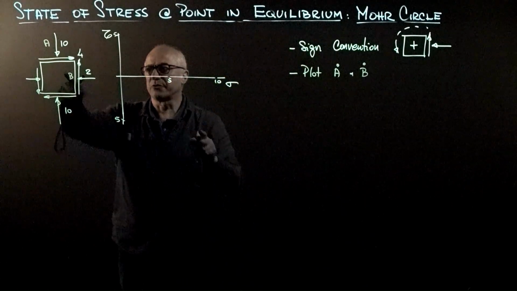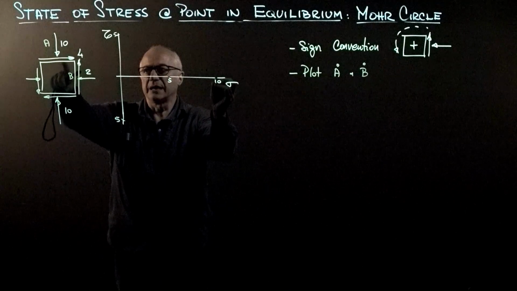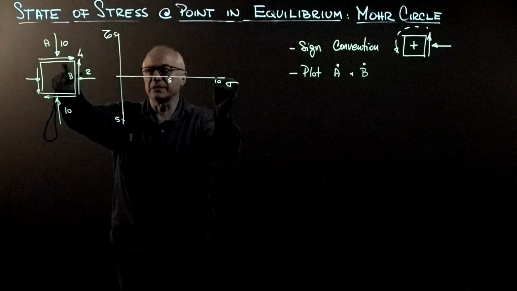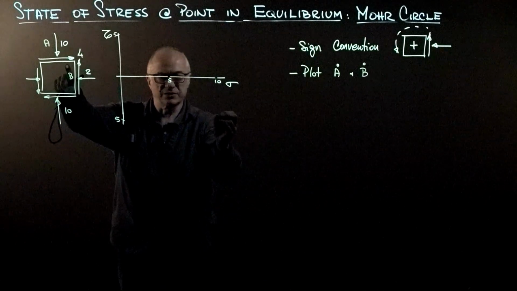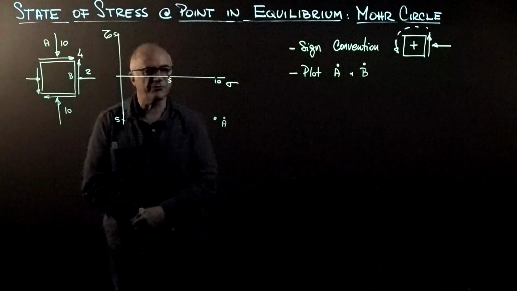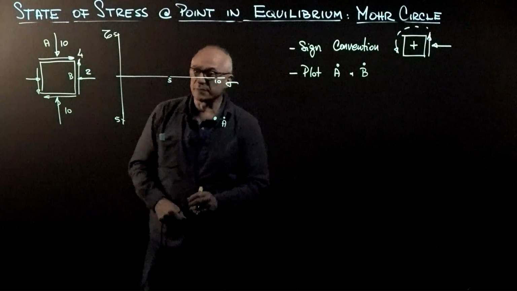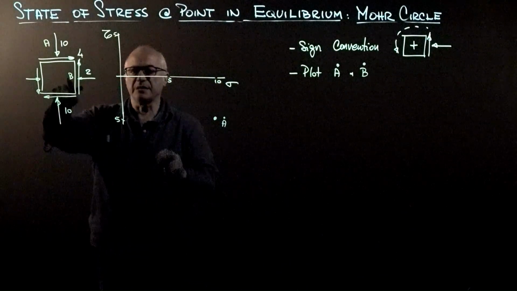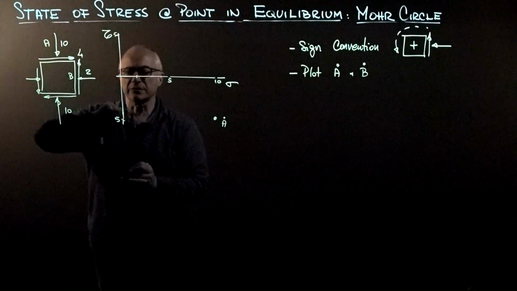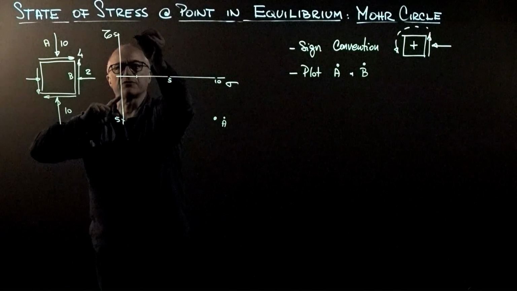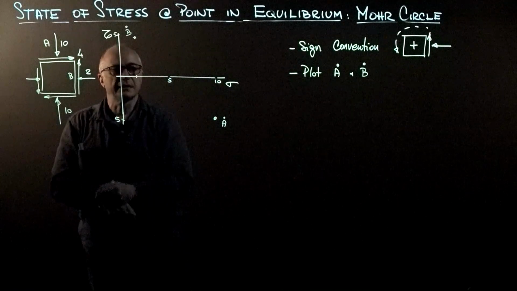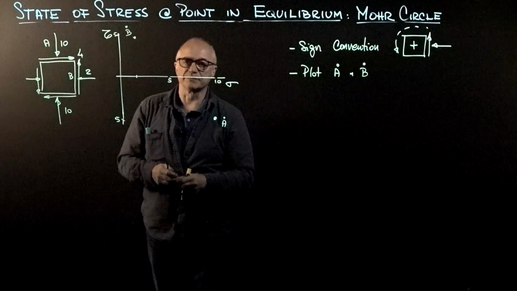So the point for face A is 10 normal, and the 4 creates a clockwise rotation. Therefore, this 4 is a negative value, so this is the point that represents the state of stress on face A. What about the point that represents the state of stress on face B? Is at a normal stress of 2, and the shear produces counterclockwise rotation, so it's positive 4. So this is the point that represents the state of stress on face B.